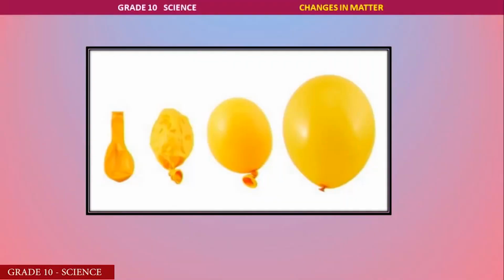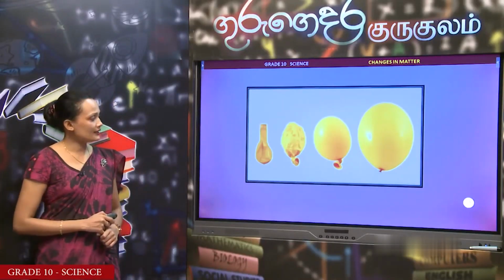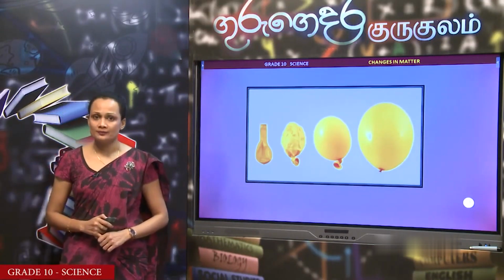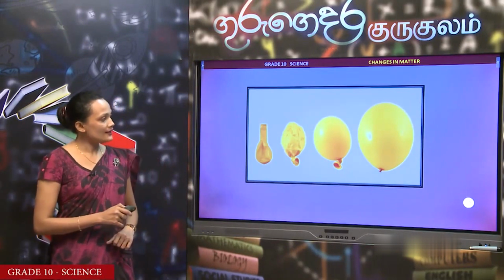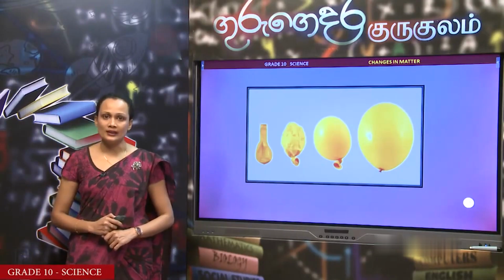So let's see how it belongs to a state of matter. There should be a mass, and they should also take space from the surrounding. Here is one example for that. I am taking a balloon without inserting gas into it, and after that, there are several stages after filling gases into it.